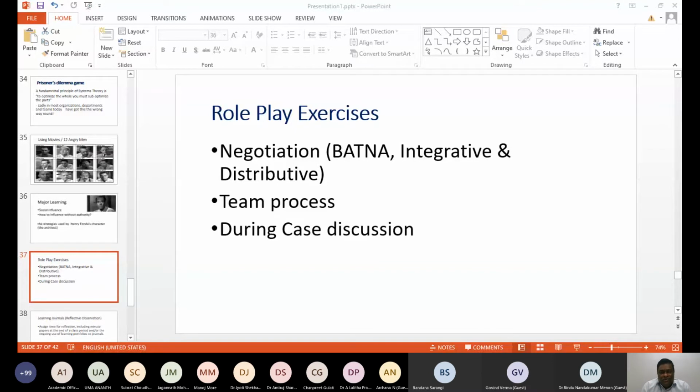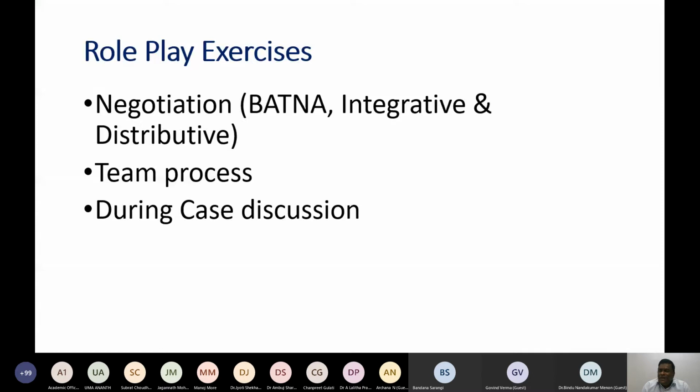What is the idea? What do I want to teach them? I want to teach them all these concepts. One is BATNA, of course. What is BATNA? The best alternative to a negotiated agreement, which means before you go to the negotiation table, if the negotiation fails, what is the best alternative available to you? If you have a strong BATNA, you have more power, so you can dictate terms. Those things will come out of this role play exercise.